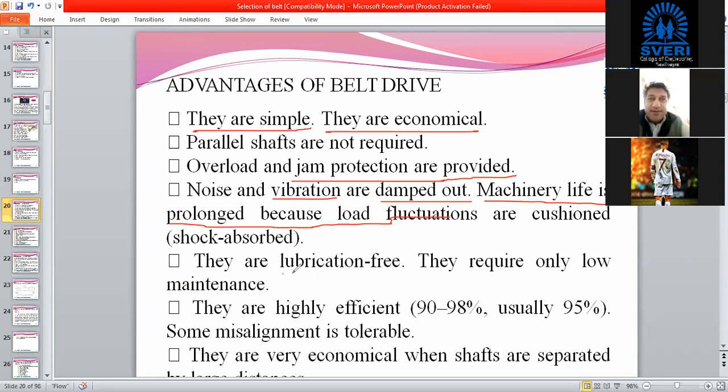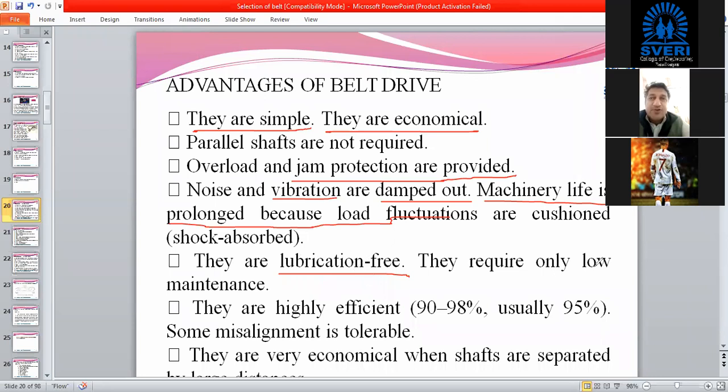They are lubricant free. Now you can consider this a very important advantage of belt drives. In the case of all other drives like gear drive, chain drive, and rope drives, to some extent they require lubrication, and with the lubrication other disadvantages come, like dusting and rusting taking place for chain and gear drives, as well as in rope drives. So that is avoided in the case of this belt drive.